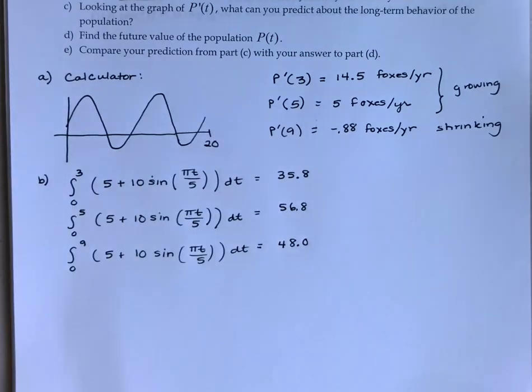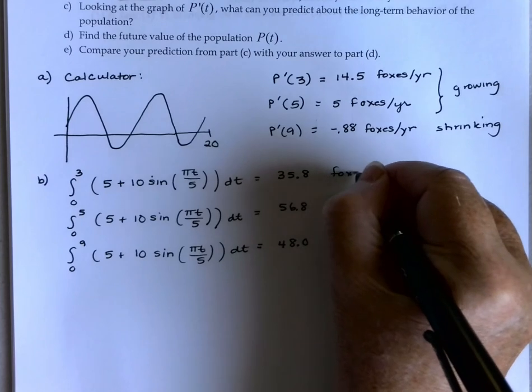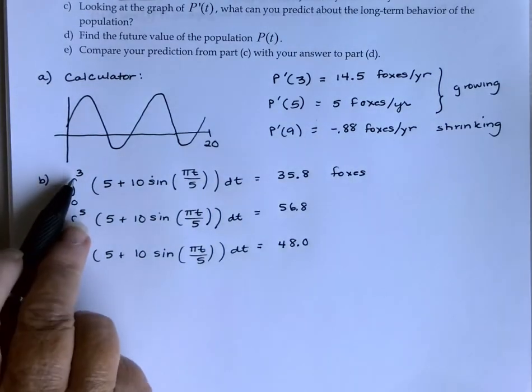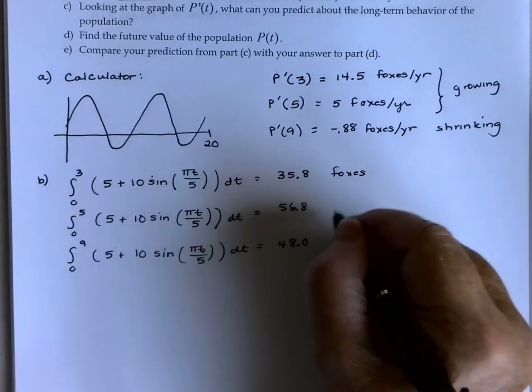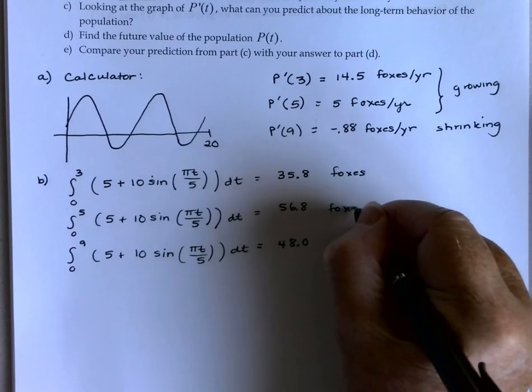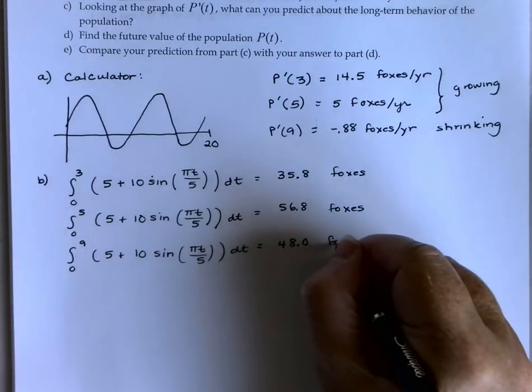Okay. Now this is the net change in population. So this is an actual number of foxes. Here we're saying that over the first 3 years, the population grew by about 36 foxes. Over the first 5 years, it grew by about 57 foxes. And over the first 9 years, it grew by about 48 foxes.